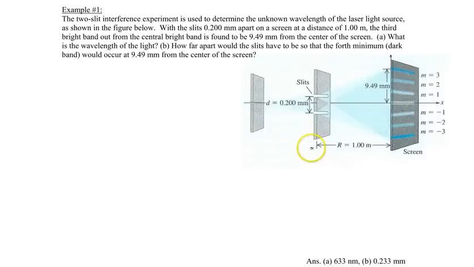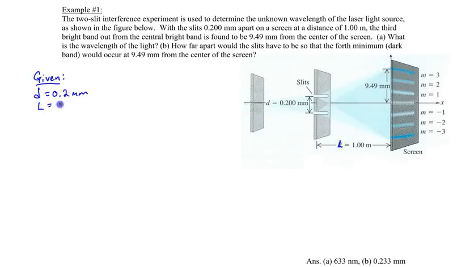Okay, welcome to example number 1, a two-slit or double-slit interference experiment. Let's write down our givens here on the side. We have a number of items that we need to state. The slits are 0.2 millimeters apart, so that's D. D is 0.2 millimeters. The distance to the screen is listed as R, but this is really L in our notation.